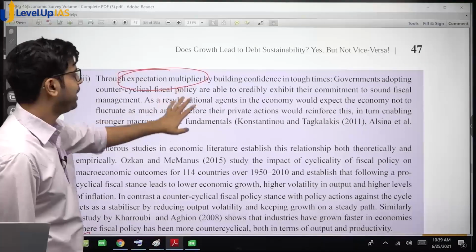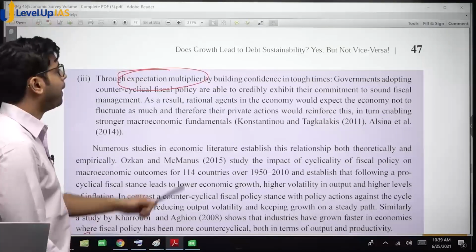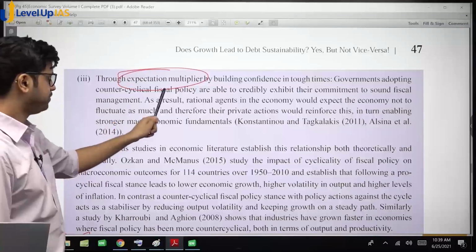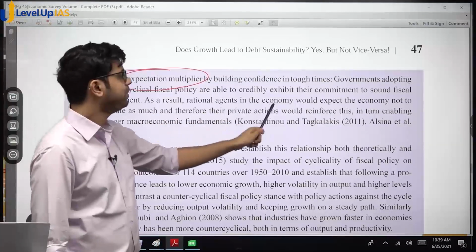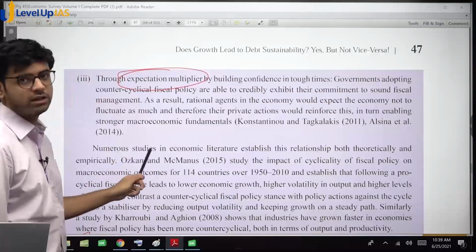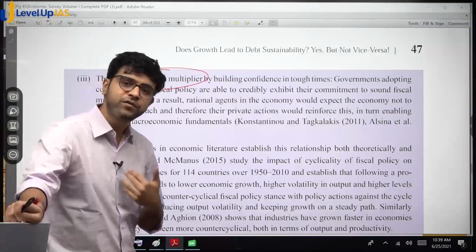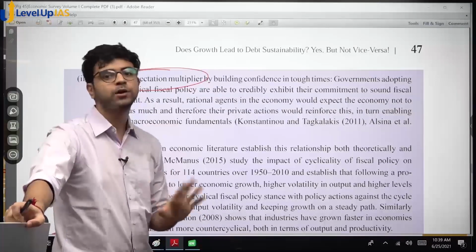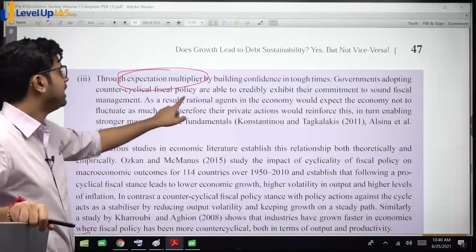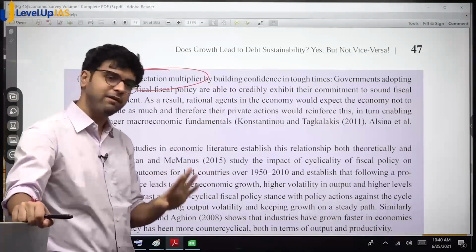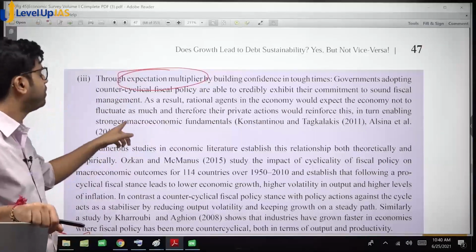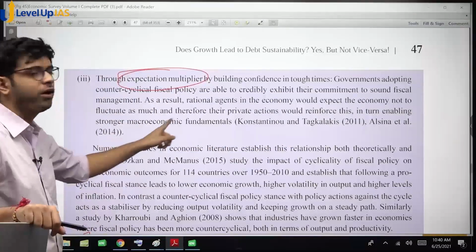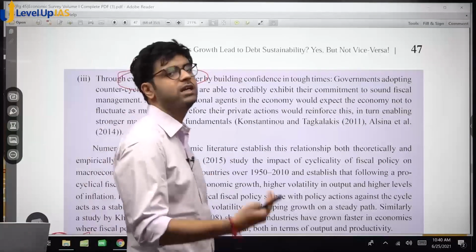Through the expectation multiplier, now read this, this is the most important part. Building confidence in tough times. Governments adopting counter-cyclical policy are able to credibly exhibit their commitment to sound fiscal management. They are telling you, you don't have faith in the economy, but we are strong. We will help you out. You don't worry, you just start spending. We are here to support you. As a result of sound fiscal policy, rational agents in the economy, rational agents are nothing but private people, would expect the economy not to fluctuate much. And therefore, their private actions would reinforce this, in turn enabling stronger macroeconomic fundamentals, which means they are generating a positive sentiment in the economy.